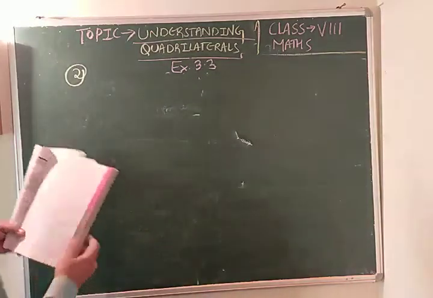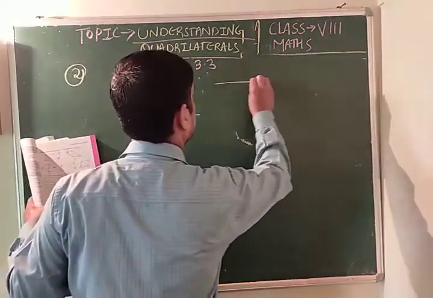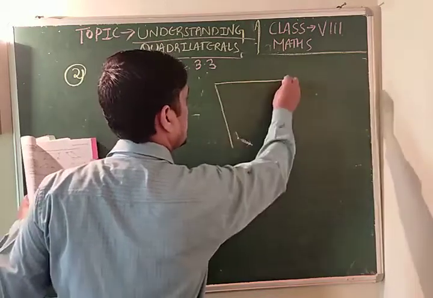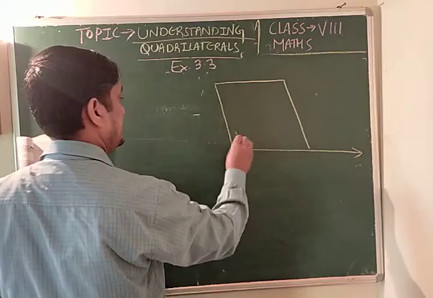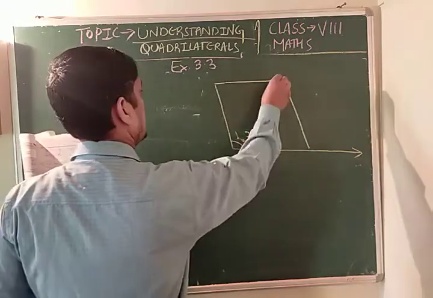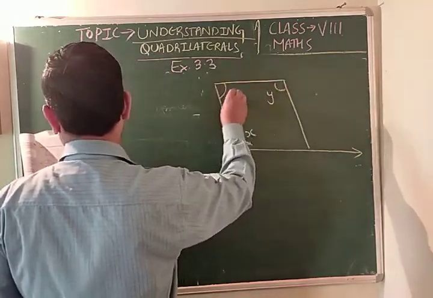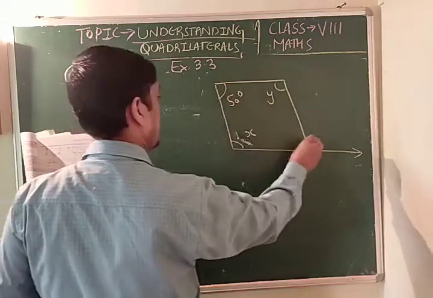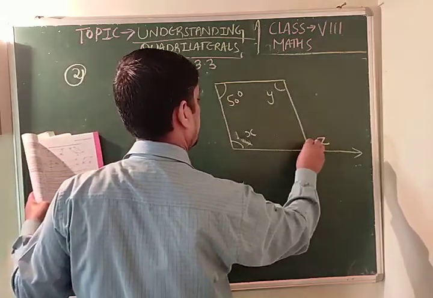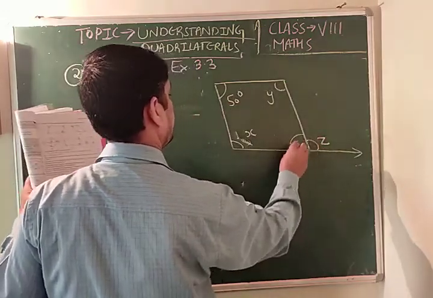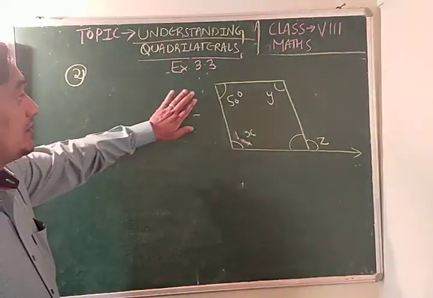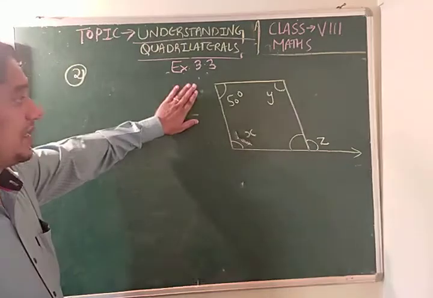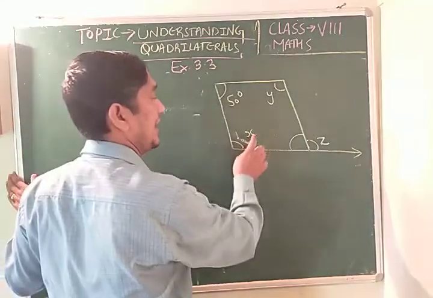Second part is, this is the parallelogram, and here we have this X, this is Y, this is 50 degree, and this is Z. Now look children, this is a parallelogram. Here we have to find the value of Y and X.